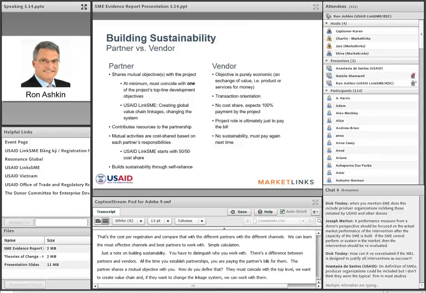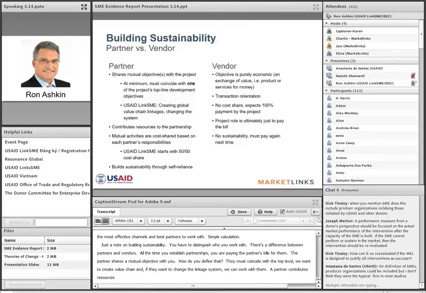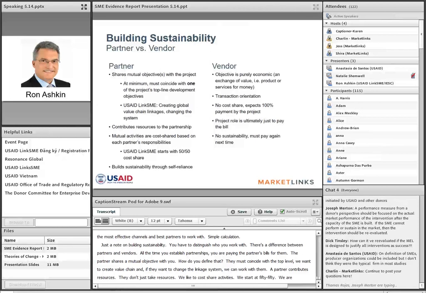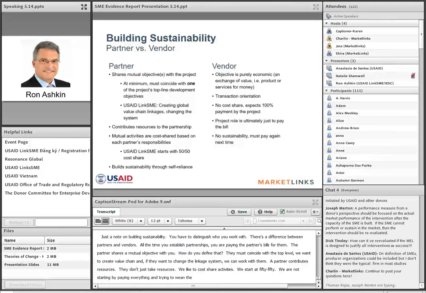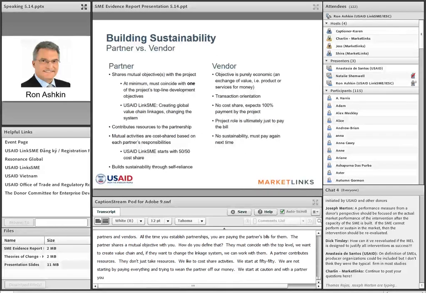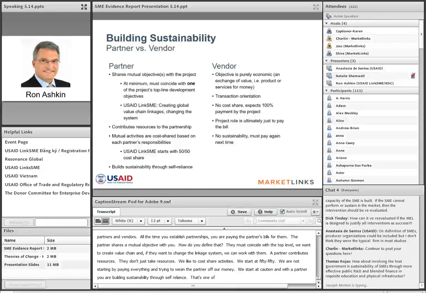A partner contributes resources. They don't just take resources. We like to cost share our activities, and we start at 50-50. So we're not starting by paying everything and trying to wean the partner off our money. We start at a cost share. With a partner, you're actually building sustainability through self-reliance. That's one of USAID's worldwide goals, building self-reliance.